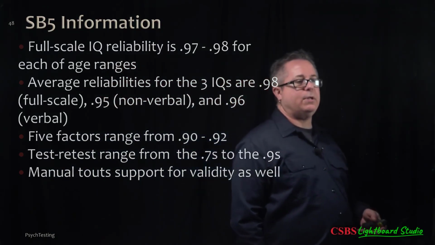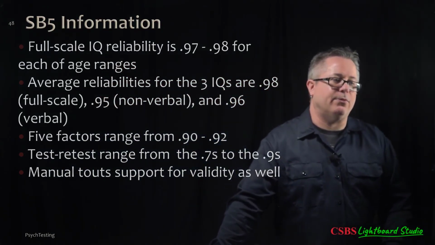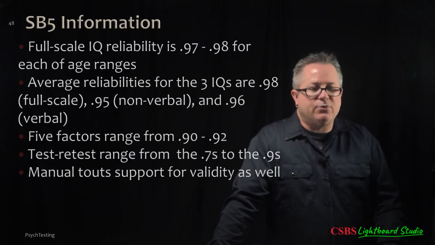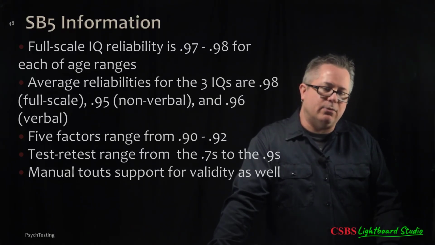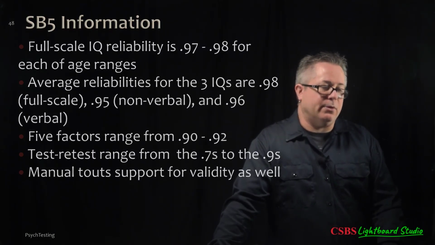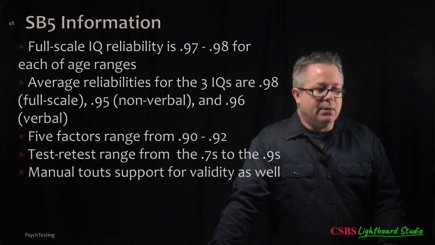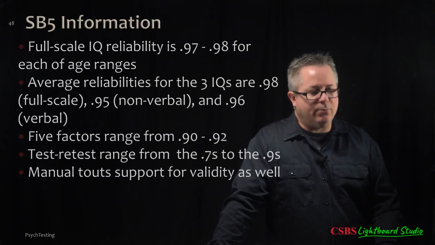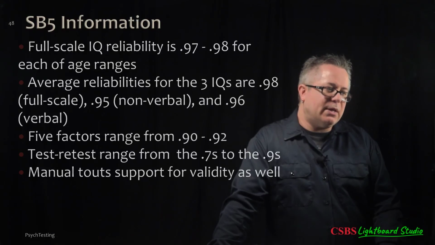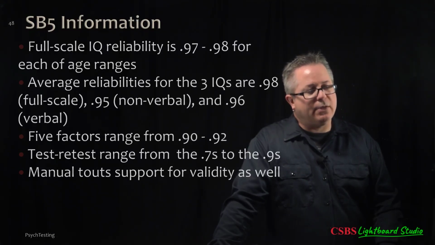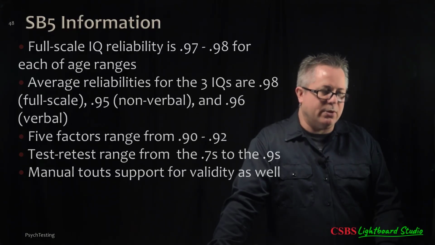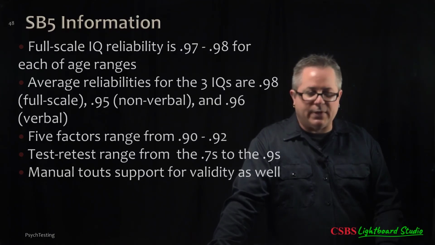Then reliability, the full scale IQ reliability is 0.97, 0.98 for each of the age ranges, and that's good. I mean, that's huge. So it's very stable. It's very reliable. Average reliability for the 3 IQs, meaning the nonverbal and verbal IQs, plus full scale, are all really high: 0.95, 0.96, 0.98. Those 5 factors, or 5 scores that we get, all have reliabilities of 0.9 to 0.92. Test-retest is sometimes not as great. You get down to the 0.7s, but usually somewhere between the 0.7s and 0.9s, which is pretty good. And in the manual for it, there's all kinds of evidence supporting its validity as well, and matching it to other measures of IQ and other criteria.